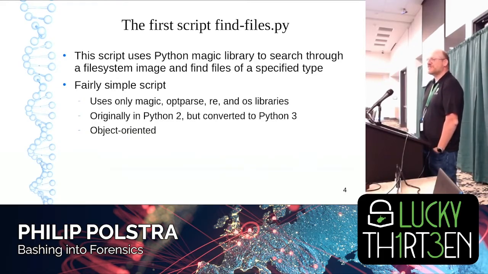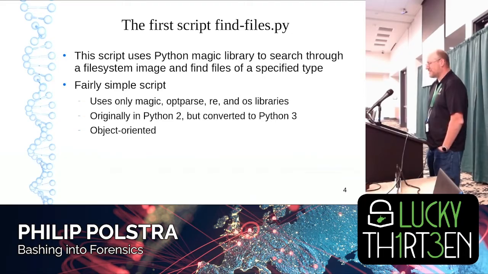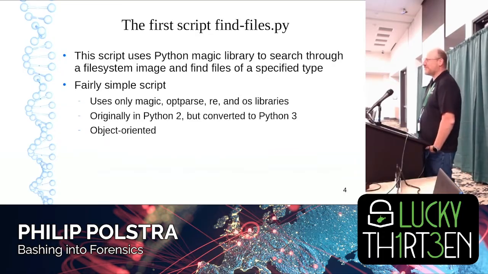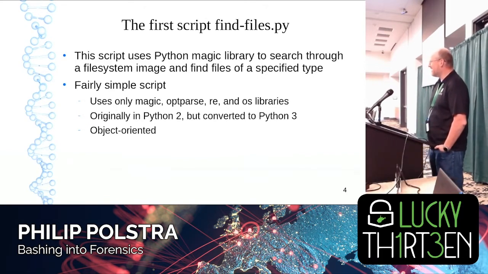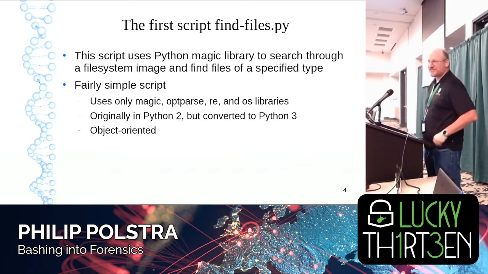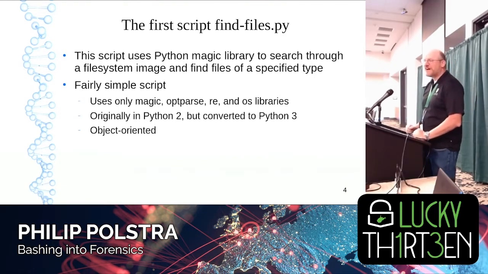So for starters, I have this script. It's just called find-files.py. And what does it do? It uses something called the magic library. Some of you might be familiar with that. If you're not, the magic library is essentially a library of file signatures in Python. And if you run Linux, you probably know about the file utility. The file utility lets you say, hey, what kind of file is this really?